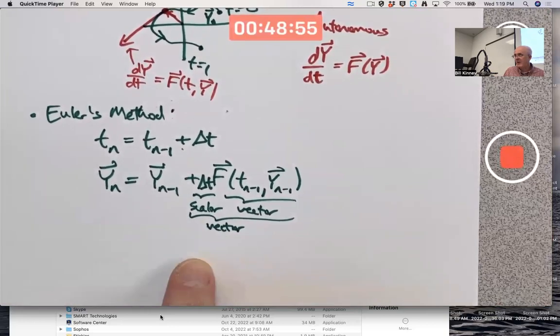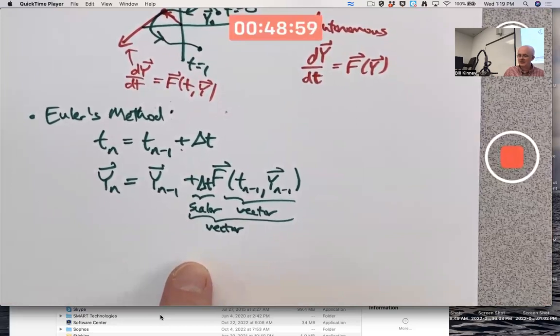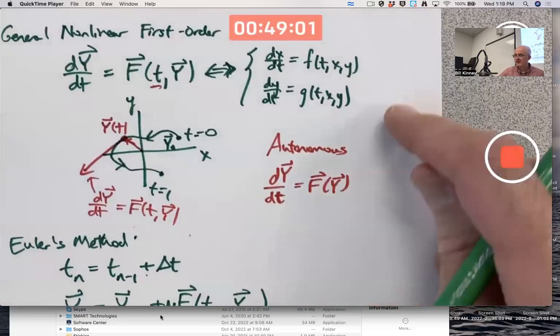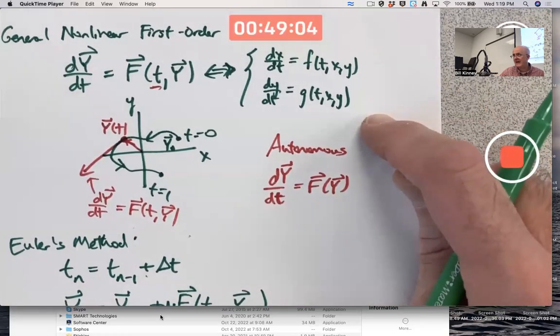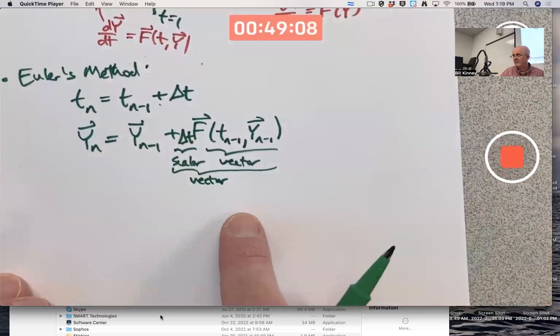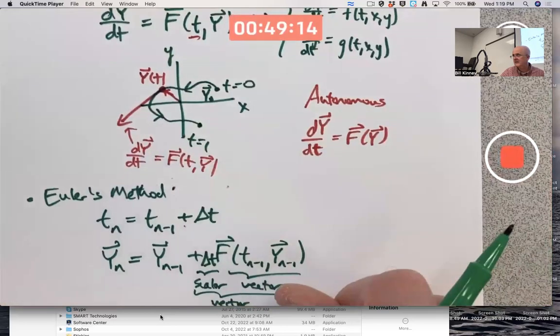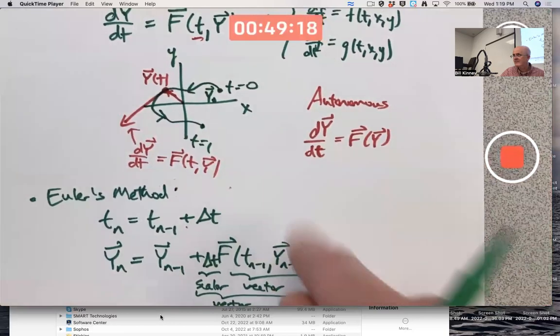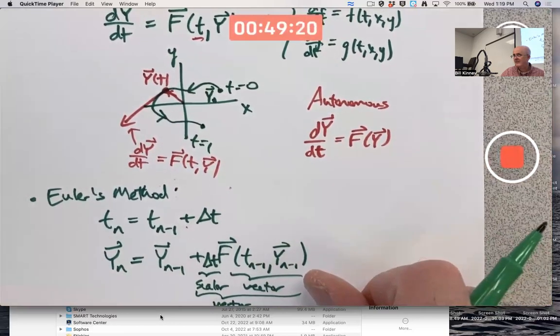I like thinking about Euler's method in vector form, though the textbook thinks about it in terms of the scalar functions, little f and little g. Either way is okay. I just like thinking about it in vector form. It's both convenient and conceptually easier to understand, actually, if you think about it. Okay, I don't have the time to explain it right now.